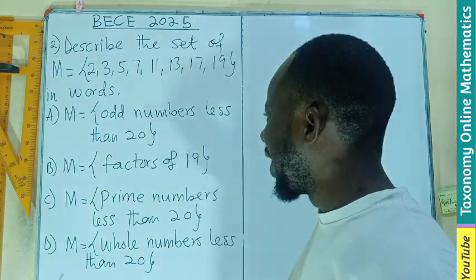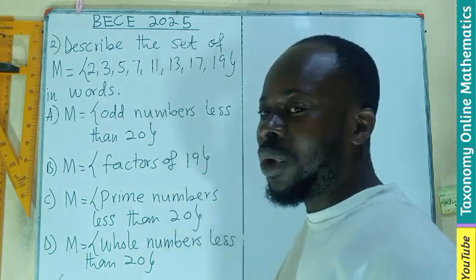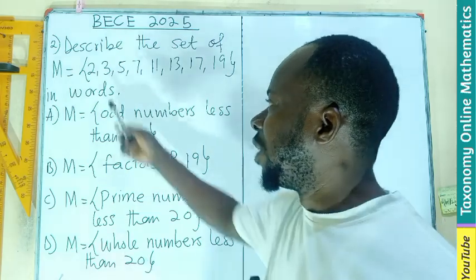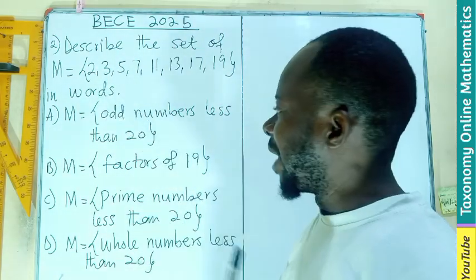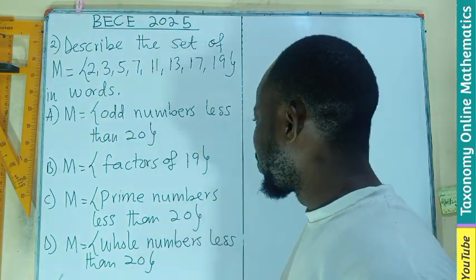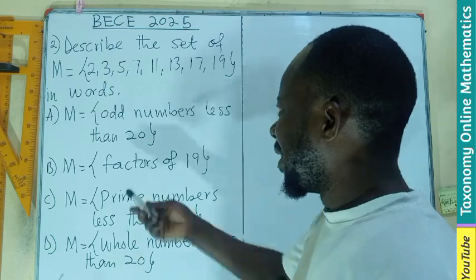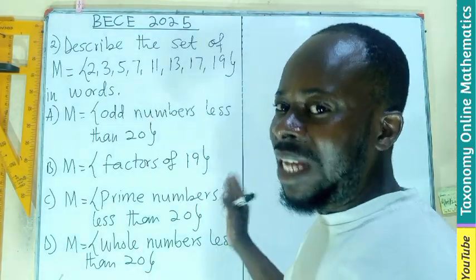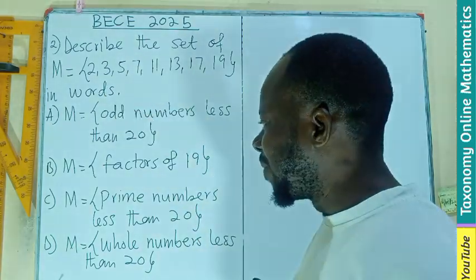They say odd numbers less than what? 20. Odd numbers do not include what? 2. So we discard the first option. Factors of what? 19. Obviously, 2 cannot divide 19. So this is also discarded.